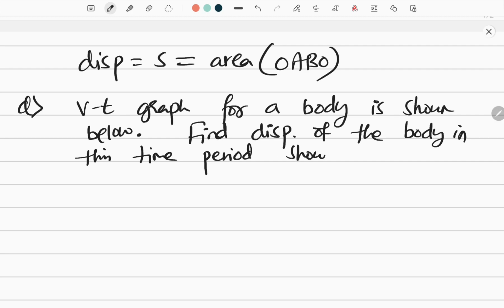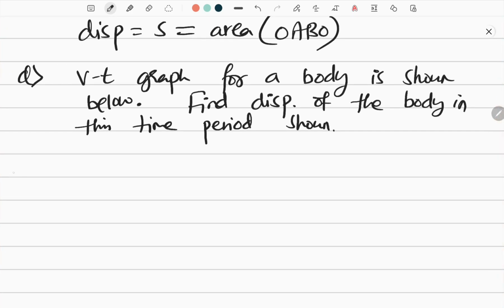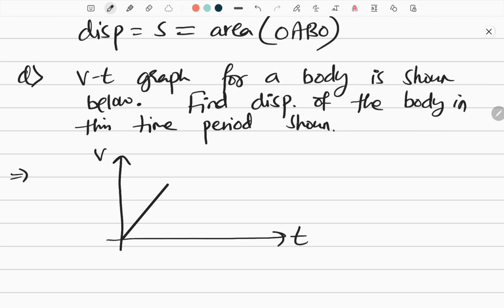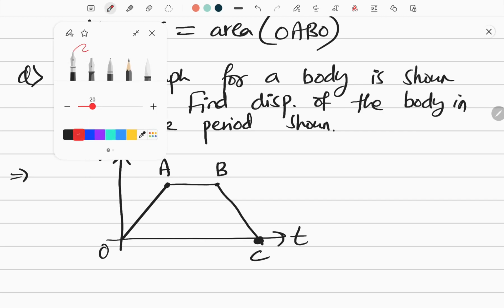All right, please take down this question. Okay, a velocity time graph is given. The graph is like this. Here is time and here is velocity. For example, it went like this, this is O to A, and again it stood straight like this, up to B, and afterwards it came like this, and this is point C. When we mark the points, they were like this.